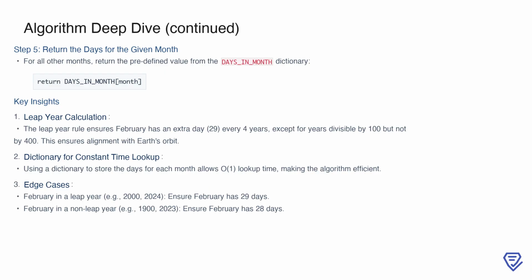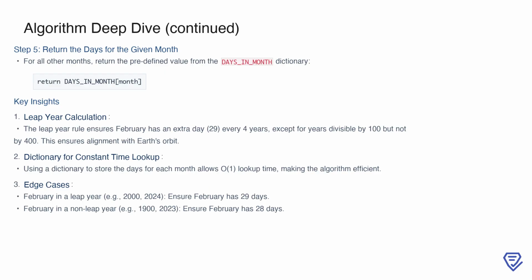After handling February's special case, we can now return the number of days for all other months. For months other than February, we simply use the days_in_month dictionary to look up the predefined value for the given month. This allows us to return the correct number of days in constant time. To summarize, the leap year calculation ensures the algorithm accurately adjusts February's days every 4 years while adhering to the Gregorian calendar rules. The dictionary-based lookup guarantees efficient access to the fixed days for other months.